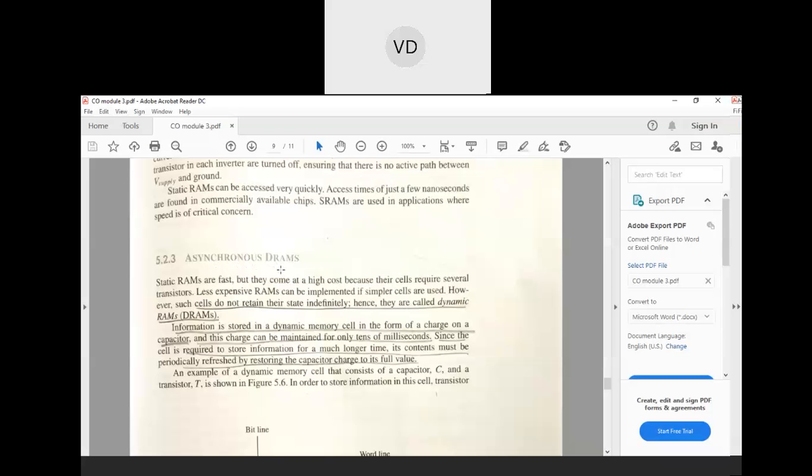What do you mean by asynchronous? Tell me. Asynchronous. Okay, before that, tell me what is synchronous then. This we have studied already, is it not?